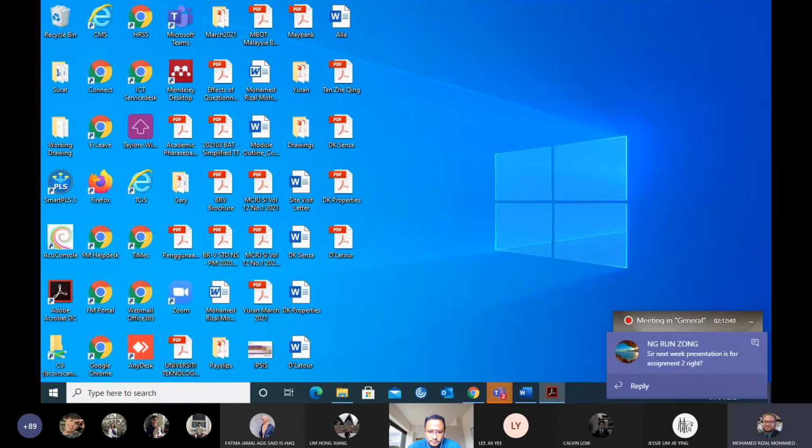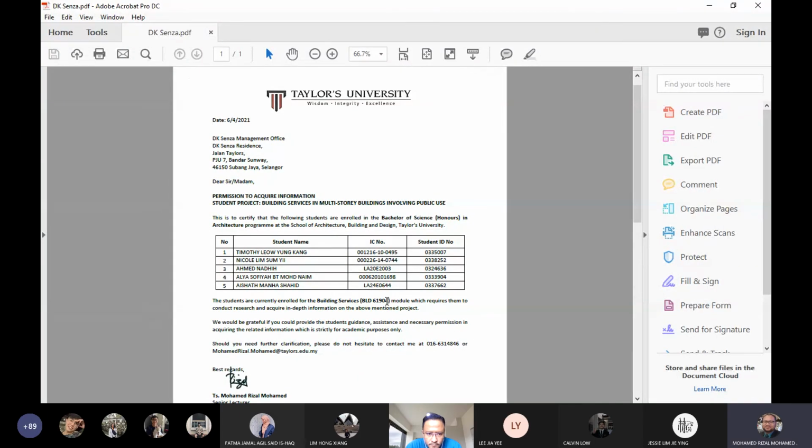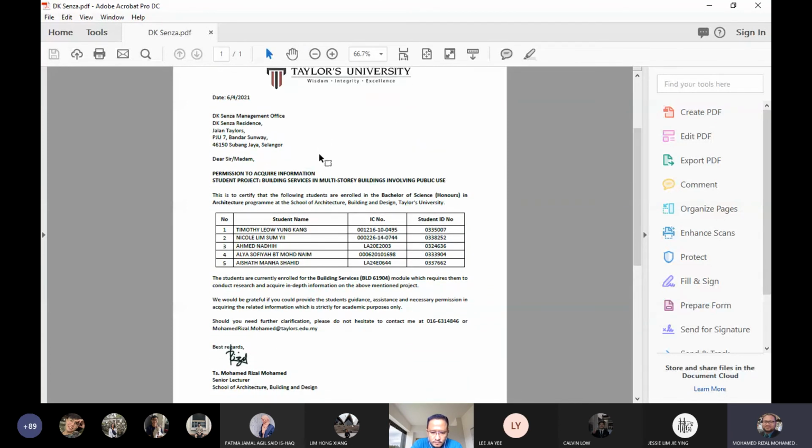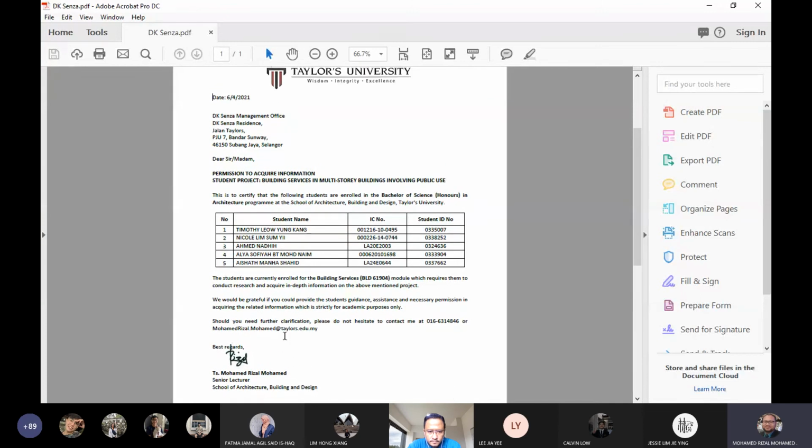Once completed, you need to send it to me, and I will give you this letter. Can you see my screen? I will cut and paste your information into this letterhead, and then I will sign and send it back to you. Okay, is it clear regarding the format?